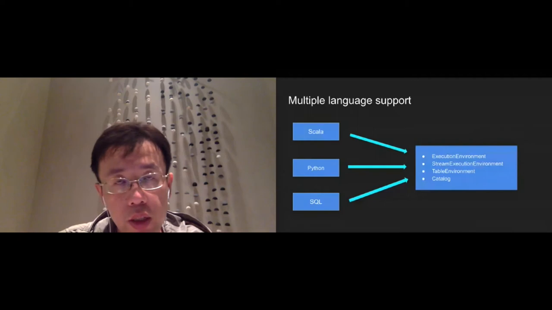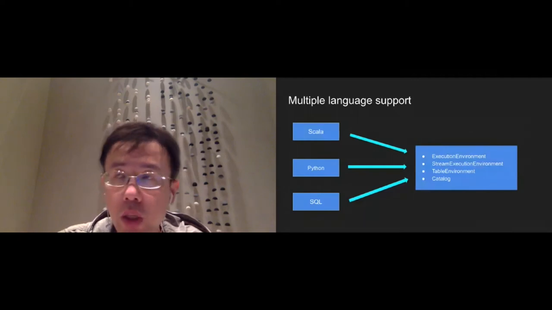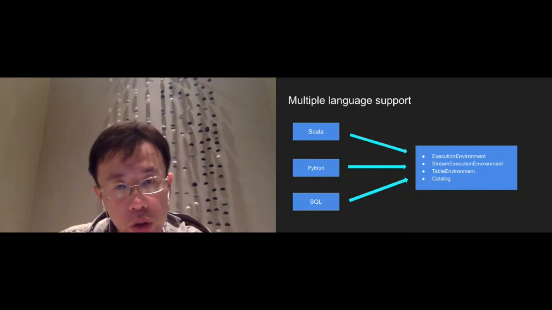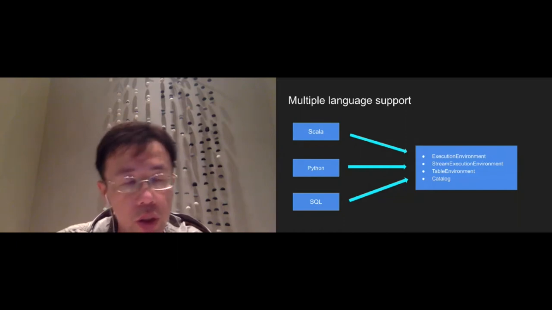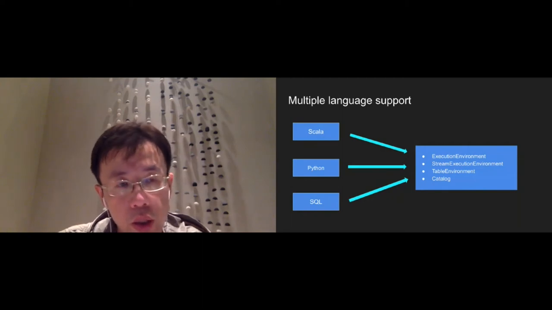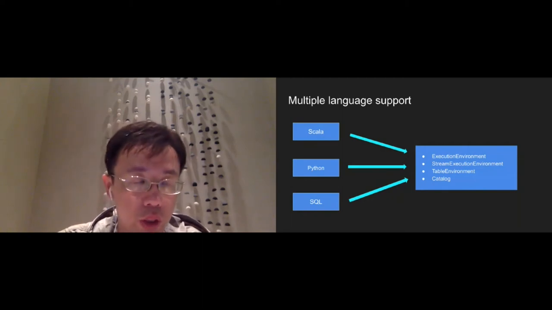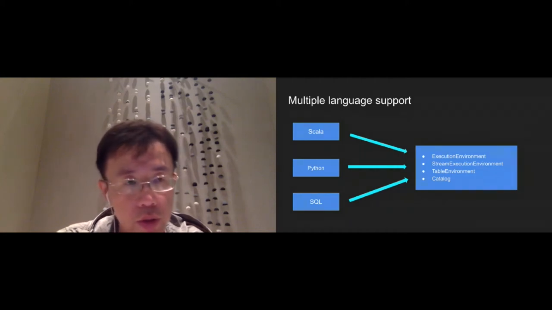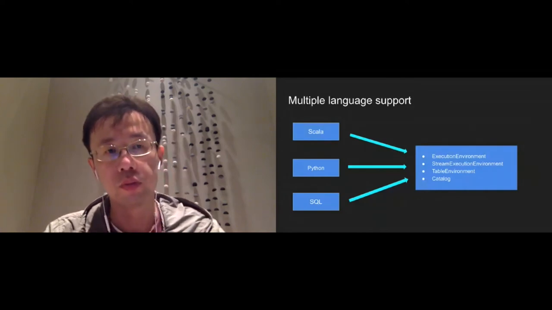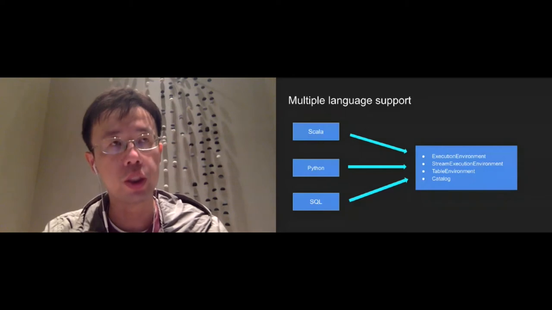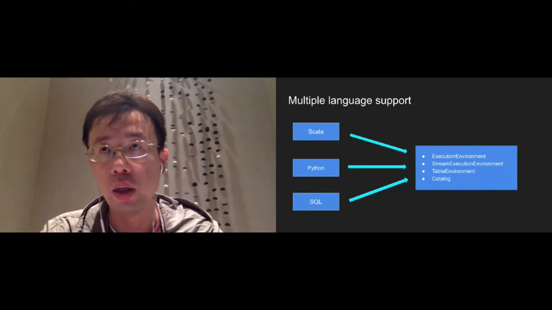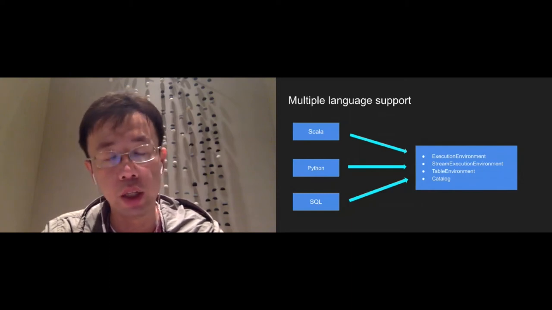So what does the collaboration mean? Let me give you two examples. One example is that you can write a Flink UDF in Scala, and then you can use that Scala UDF in Python or in SQL. And similarly, you can write a UDF in Python, and you can use that UDF in Scala or in SQL. So this is a very unique feature supported by Zeppelin, because I don't think there are any other tools that can do that.